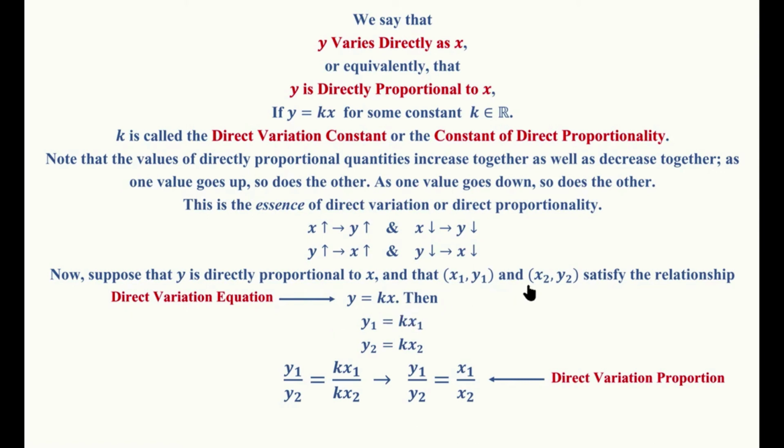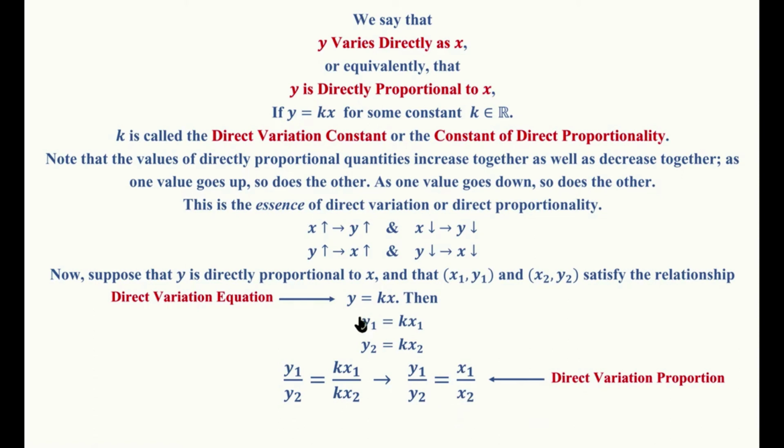Now, since these two ordered pairs satisfy this equation, that means y1 equals k times x1 and y2 equals k times x2. Now, if we look at the ratio between y1 and y2, we notice that we can replace y1 with kx1 and y2 with kx2. So we get y1 over y2 equals, notice here, the k's cancel out, x1 over x2. This here is called the direct variation proportion.